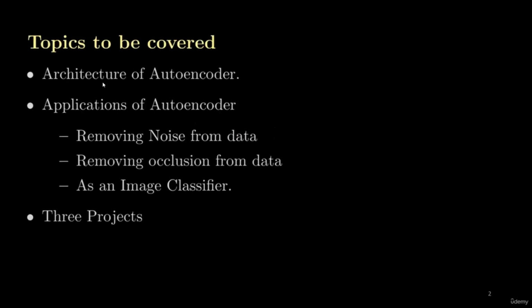So first we will learn about the architecture of the autoencoder. We will see it is a special kind of deep learning which has two important components, that is encoder and decoder. After studying the architecture, we will discuss in detail about the applications of autoencoder. The most important applications are that we can remove noise from the data, especially from the images with the help of autoencoders. We can remove occlusion from the data with the help of autoencoders, and we can also use autoencoder as an image classifier.